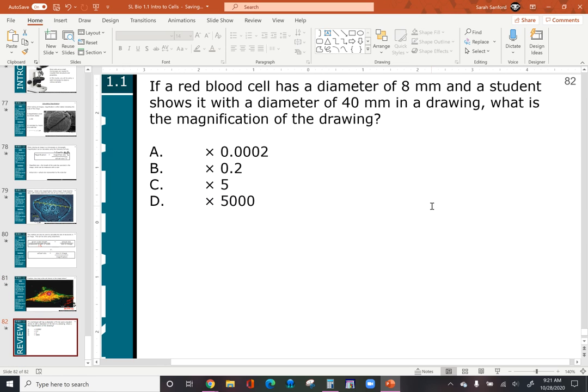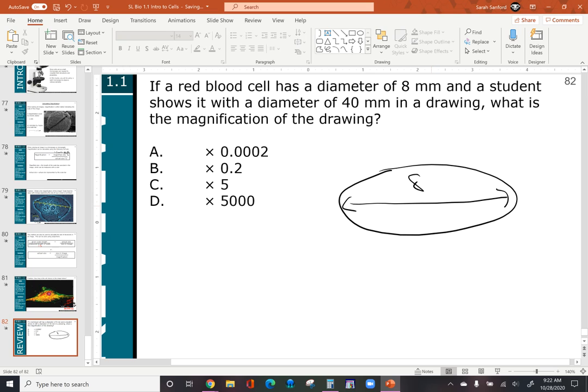And then if a red blood cell has a diameter of 8 millimeters, and a student shows it with a diameter of 40 millimeters, meaning like the image, right? And a drawing. Well, you might be thinking, if it's only 8, why did the student make it so much bigger? Because the student's drawing it on a sheet of paper so that you can see it, and this is the actual size, right? That's why. What's the magnification of the drawing?